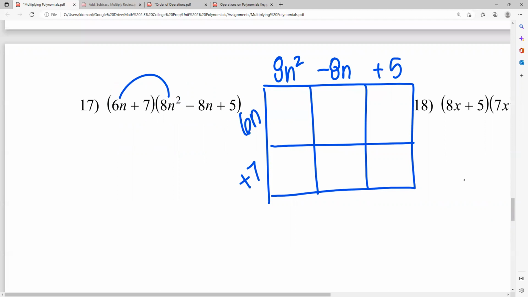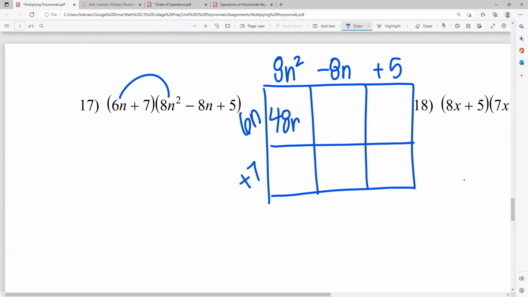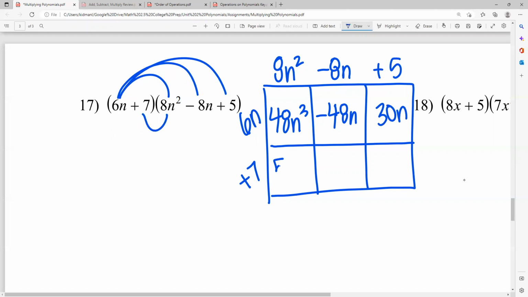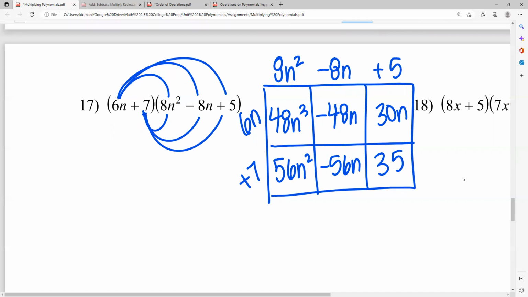So 6n times 8n squared is going to be 48n to the third. Then we've got 6n times -8n, which gives us a -48n squared. You've got your 6n times 5, which gives us 30n. You've got 7 times 8n squared, which is 56n squared. You've got 7 times -8n, which is -56n. And you've got 7 times 5, which is 35. Then we can write those all out and combine them together.